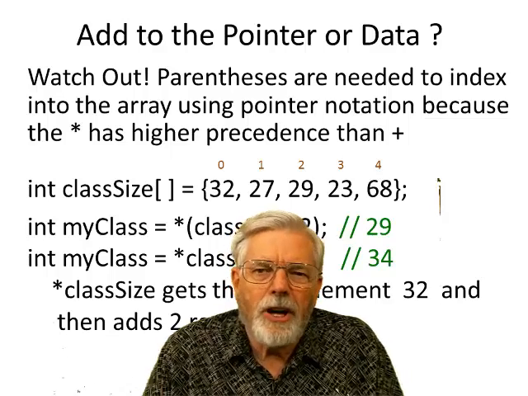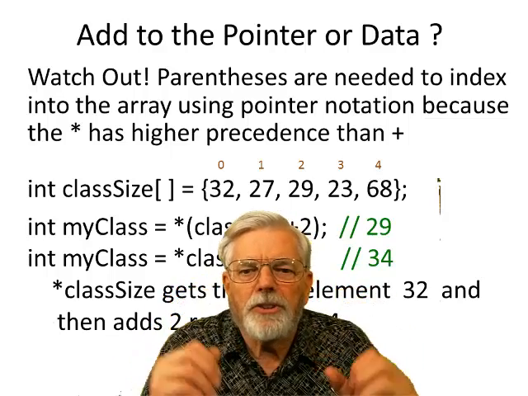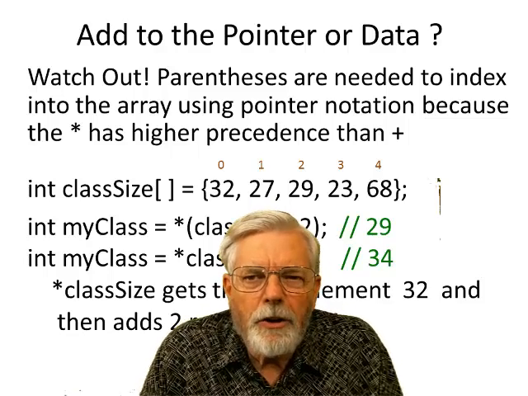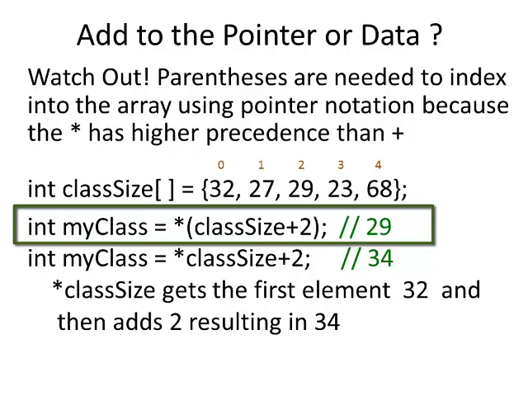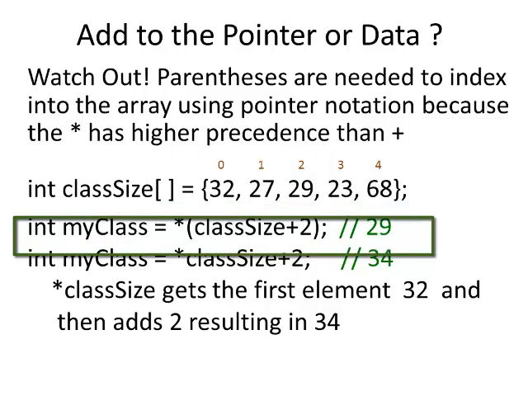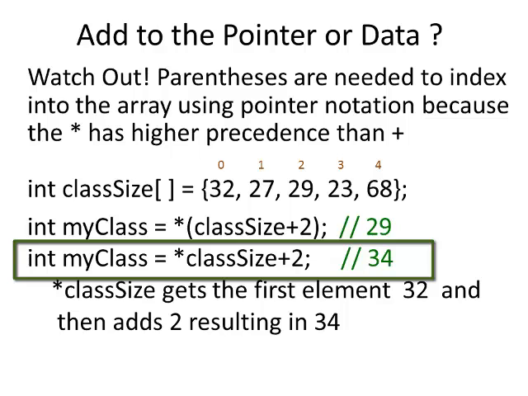Here's something you have to watch out for, and this has to do with using those parentheses. Am I adding to the pointer, or am I going to be adding to the data? Again, if I say int my class, and that's a variable, I'm going to pull data out of the array and stick it into my class. Int my class equals star parentheses class size plus 2, I get 29, which is going to be index position 2. However, watch out for this one: if I say int my class equals star class size plus 2.